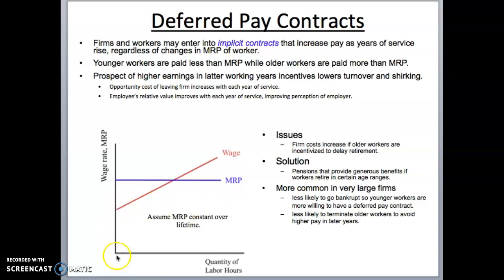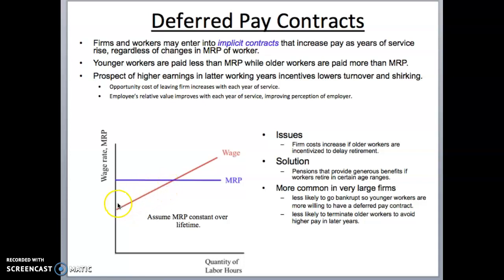What's going to happen is when a worker gets hired for a firm, they're going to get a low wage. In other words, they're going to be paid a wage well below their marginal revenue product. This difference when they first start working for the firm is beneficial to the company because the company is getting more value out of you than what they're paying you. And then every year you work, you're still generating the same amount of productivity, but you're getting paid more and more.